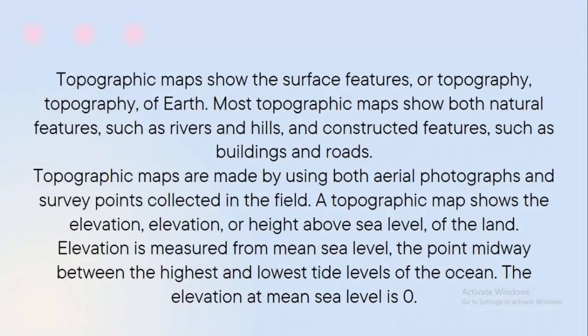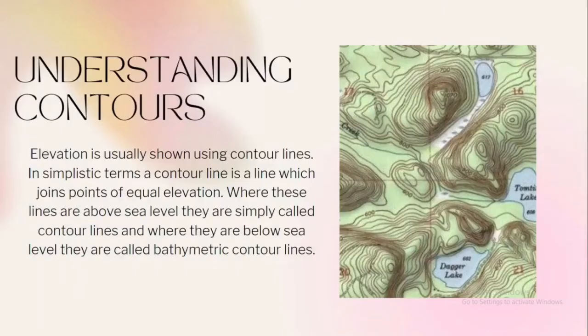Topographic maps show the elevation, or height above sea level, of the land. Elevation is measured from mean sea level, the point midway between the highest and lowest tide levels of the ocean. The elevation at mean sea level is 0. Understanding contours. Elevation is usually shown using contour lines. In simplistic terms, a contour line is a line which joins points of equal elevation. Where these lines are above sea level, they are simply called contour lines, and where they are below sea level, they are called bathymetric contour lines.